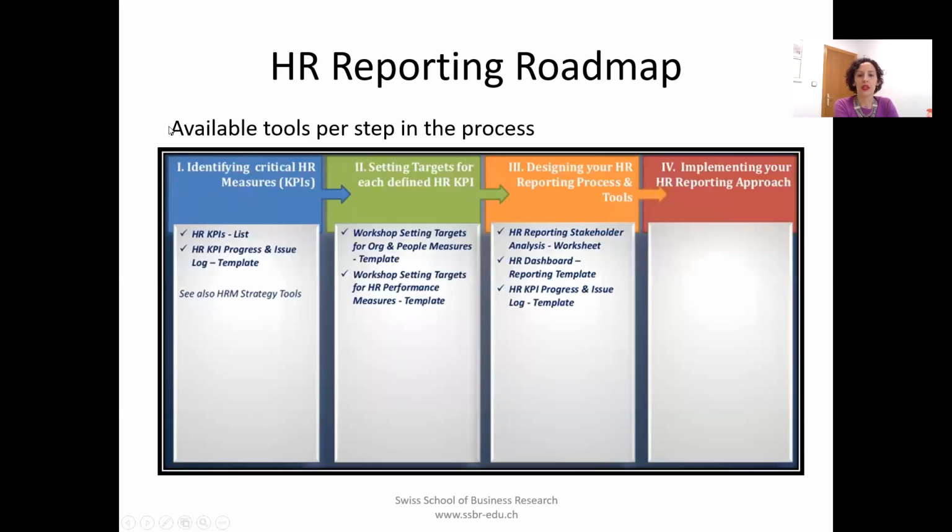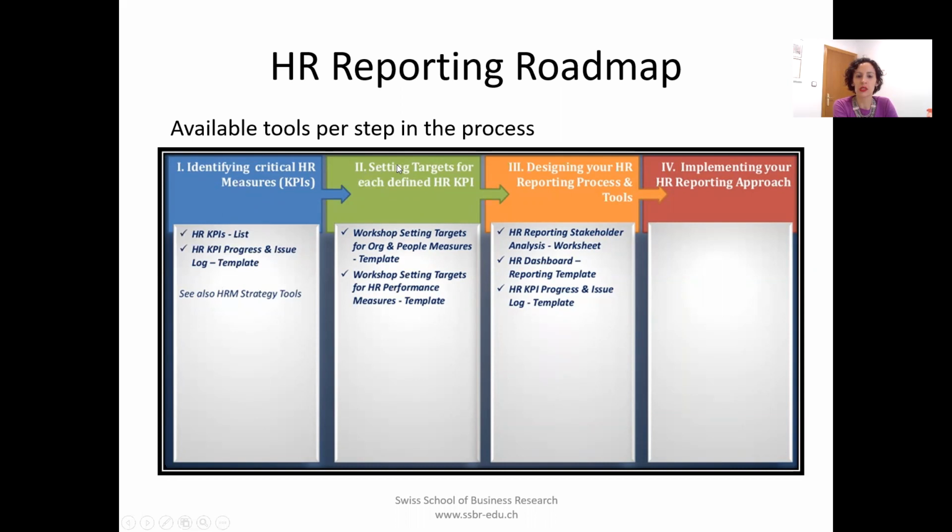So within the actual reporting roadmap, within this process, we actually have a number of tools available for us. So in step 1, when we identify our KPIs, we can see the list of the 5 KPIs that we have just seen in the previous slide. And then we're going to see progress and issue logs that we can also use.